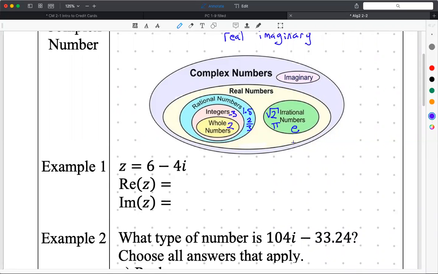And then real number just glues together rational and irrational numbers. There's not a number that is neither irrational nor rational that is a real number. A real number just glues those together. There's nothing out in this area right here that doesn't exist.